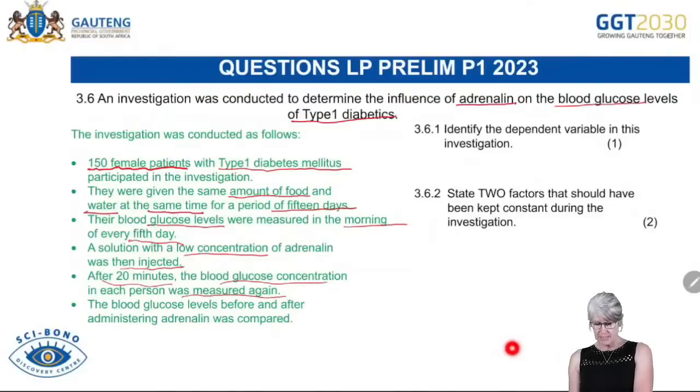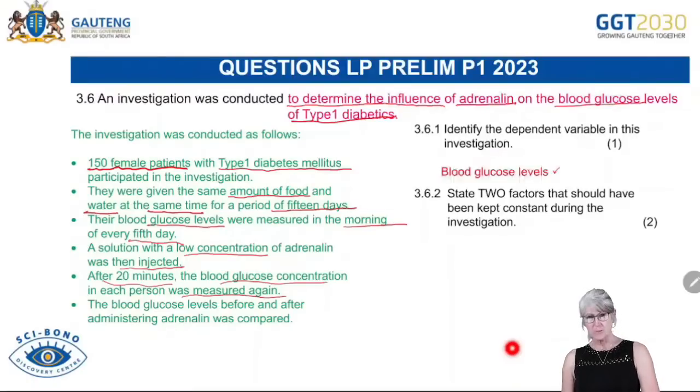So I'm going to have a look at the aim. And if we have a look, we can always identify the aim where it says to determine the influence of adrenaline on blood glucose levels. Okay, so that's the aim. So we're going to go and look for our variables. Okay, so they say it's the influence of adrenaline, and so what is going to react? It's the blood glucose levels that are going to react. So our dependent variable should be the blood glucose levels.